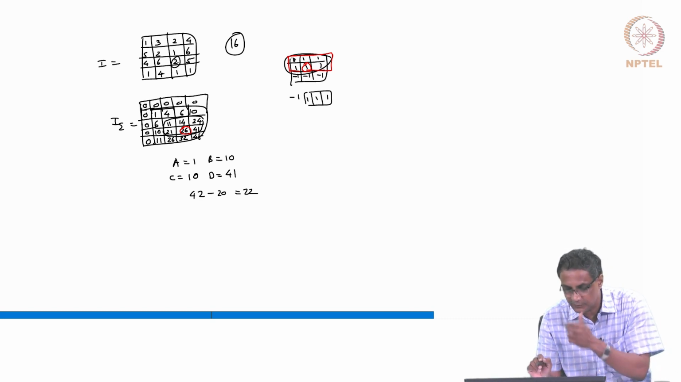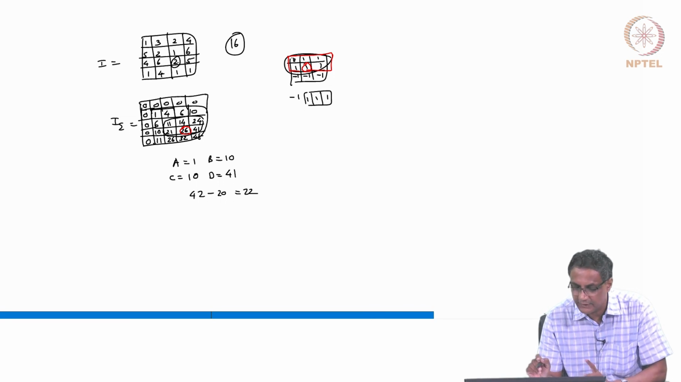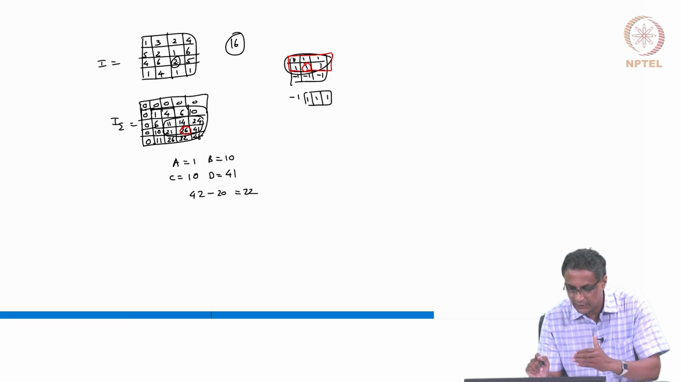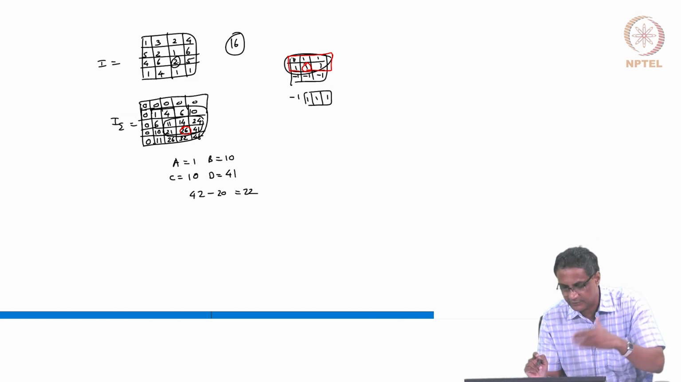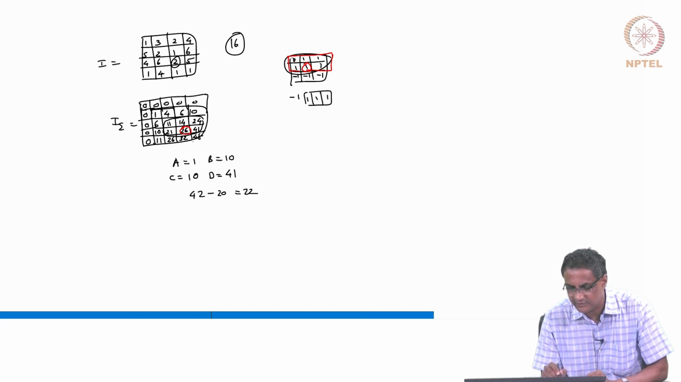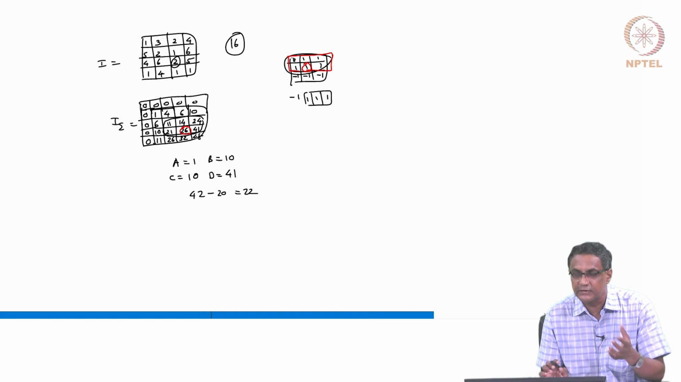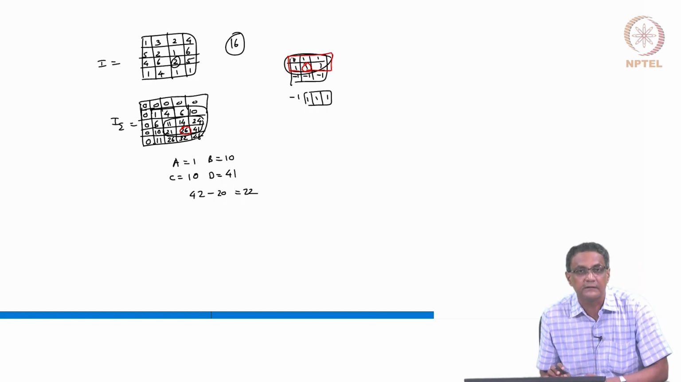Now with respect to the other one, minus 1 minus 1 minus 1, one way to think about it is to actually shift this, because minus 1 minus 1 minus 1 is going to act on 26, 32, 48. In other words, you can think of I sigma being shifted.